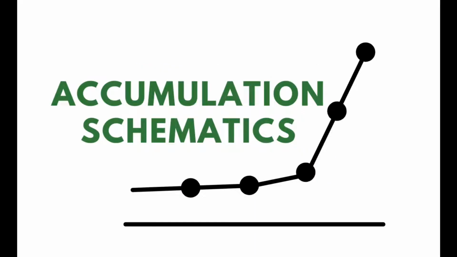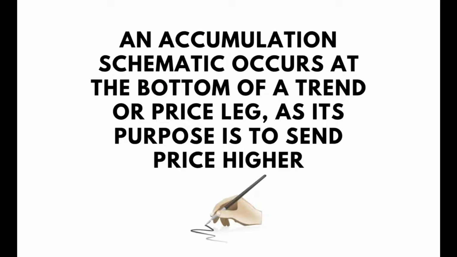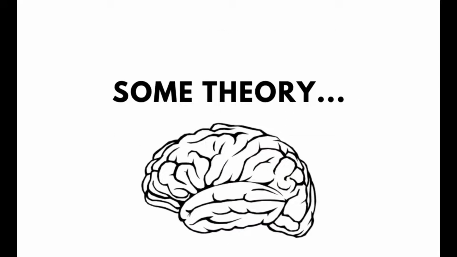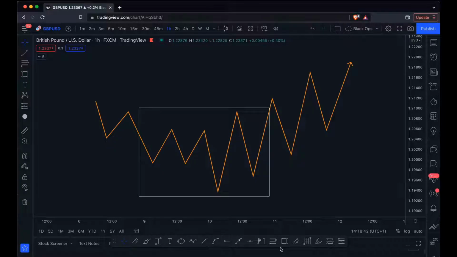So let's start off with an accumulation schematic. An accumulation schematic occurs at the bottom of a trend or a price leg, as its purpose is to send price higher. In theory, this is what an accumulation schematic should look like. At the moment, it looks quite bare, but once we start to annotate it, it will make a lot more sense at what we're looking for when we talk about an accumulation schematic.